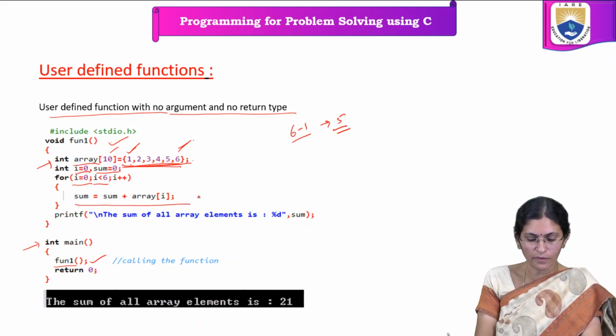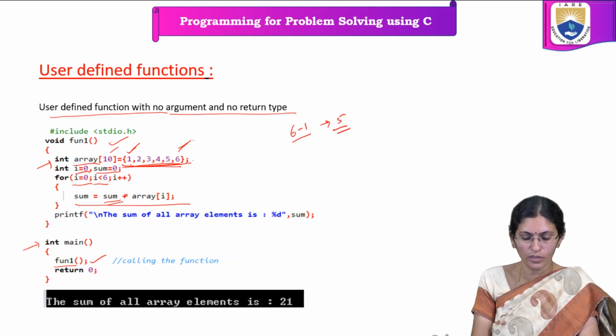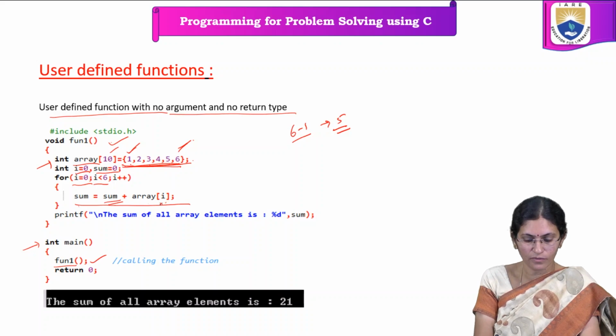We have declared a variable sum. The initial value of sum is 0. So 0 plus array of 0 will be added first. Array of 0 is 1, so now sum is equal to 1. Again the i value is incremented by 1. It will check the condition. The condition is true. Next, another element will be added: 1 plus 2. In this way all the elements of the array will be added. So the output of this will be 21. When you add all these values, the sum of all the array elements is 21.